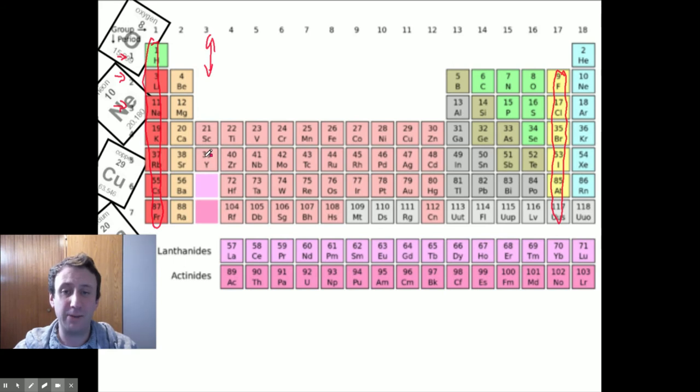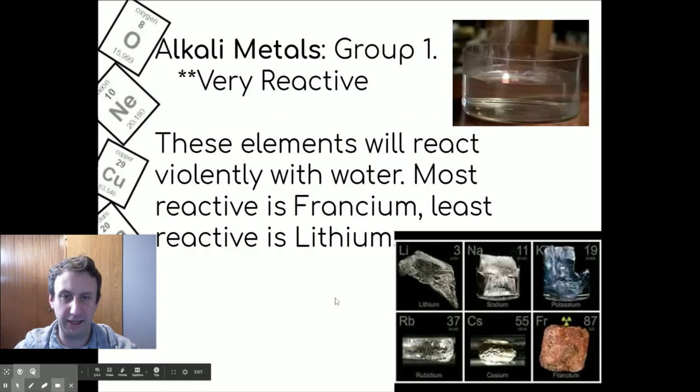Elements that are in the same group, the same family, have similar properties. Just like when you look at your family, you probably have similarities. So that's why we call it the same family or group, because the properties are very similar or the same. All right, let's move on to the next slide.